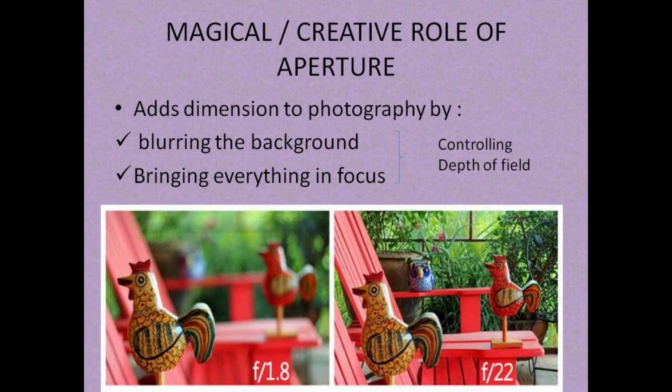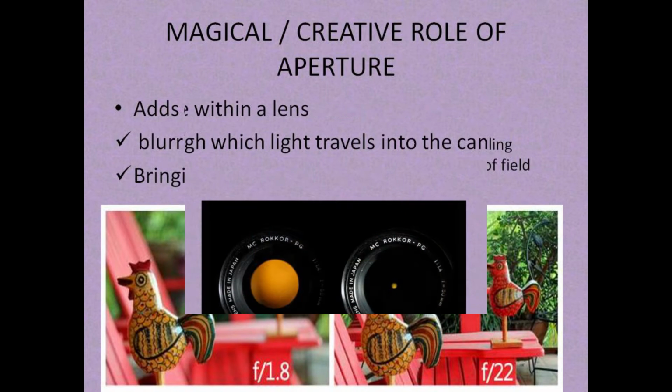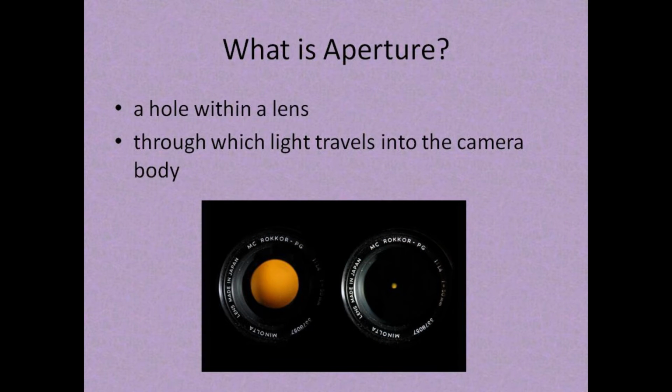Now, what magical or creative role does aperture play? It adds dimension to photography by controlling depth of field, by either blurring the background or any part of the photograph, which you can see in the left side picture. This is called shallow depth of field. Or bringing everything in focus, which you can see in the right hand side picture. This is called sharp depth of field. Now, what is aperture? It is a hole in the lens through which light travels into the camera body.